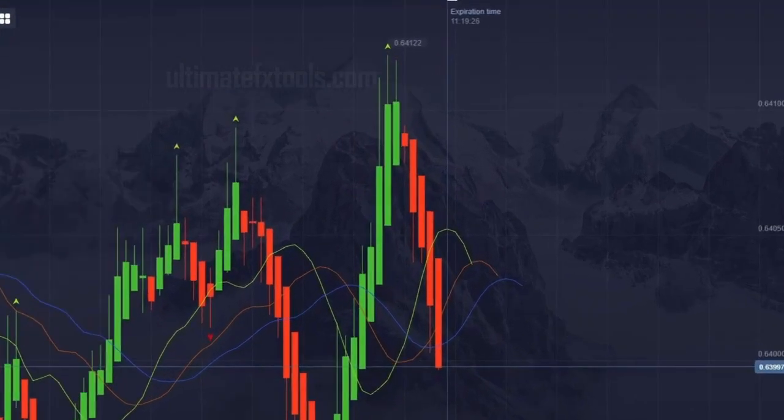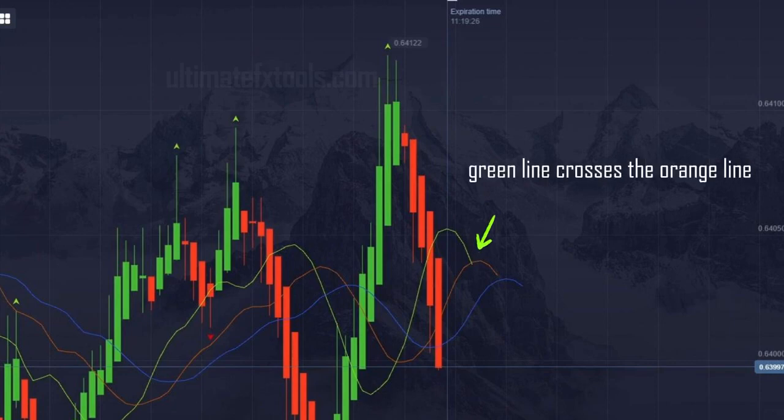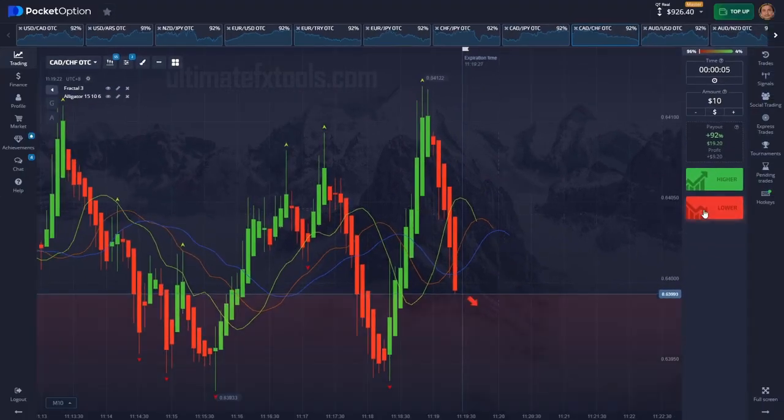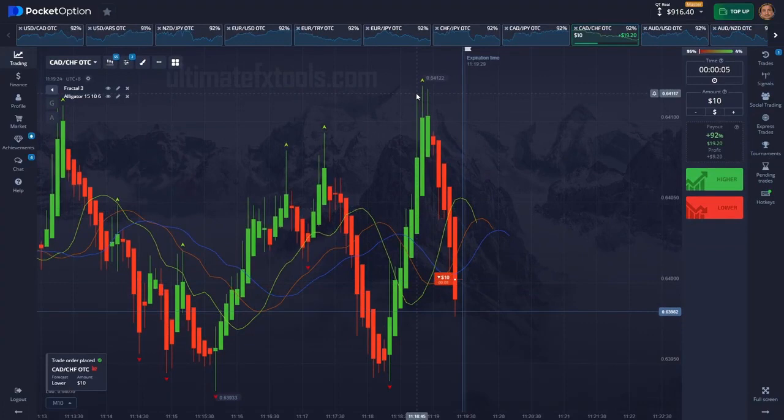Take a look at this chart. Our fractal creates an arrow, indicating the trend already goes beyond its limit. We also have our alligator with its precise position, aiming down, with the green line touching the orange or middle line. Let's trade quick, going lower.